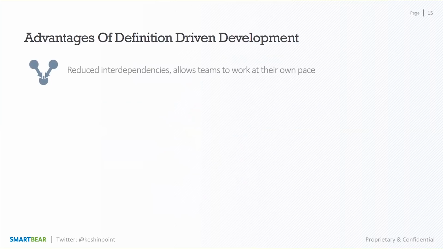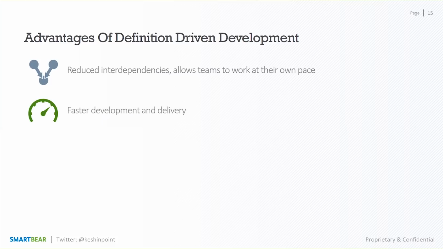And we're seeing that there are real-world tangible implications of adopting the definition-driven approach. One is, once you have a definition in place, you actually reduce interdependencies between technology stacks, between services, between systems, between teams, allowing all of them to work at their own pace. Because remember, the definition is nothing but the contract that binds the servers and the clients together.